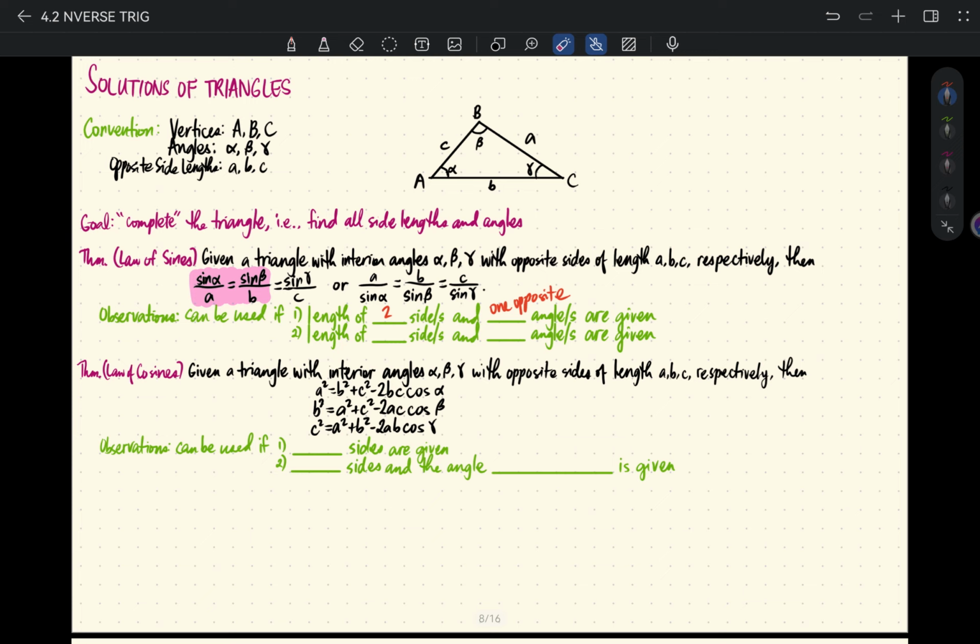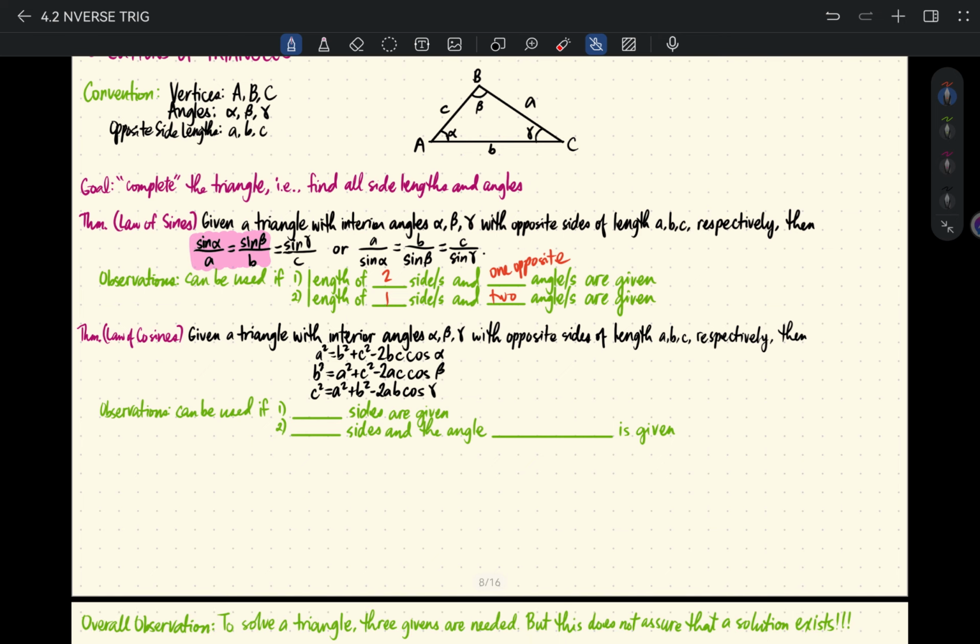However, let's say that a side length is missing, let's say a. Then we can solve for a provided you know alpha, beta, and b. So we can also use this one if you are given two angles and one side. So when you see one side and two angles, or two sides and one opposite angle, then you can use the law of sines.